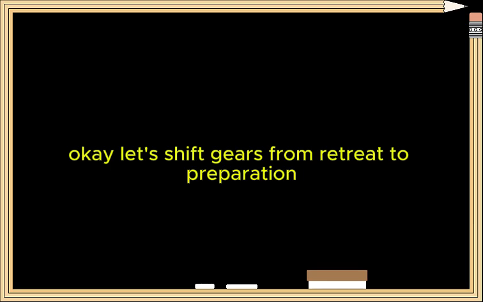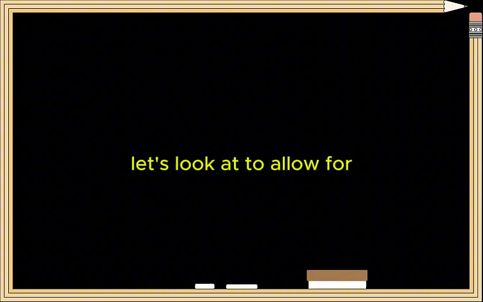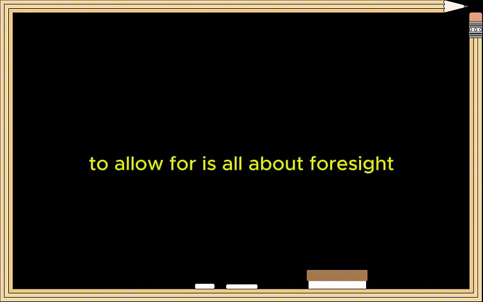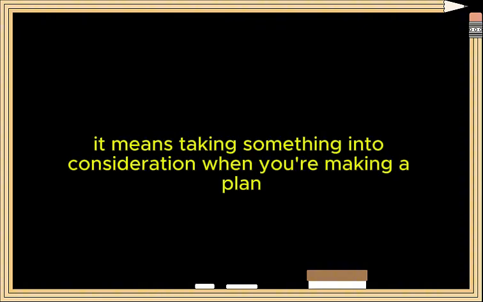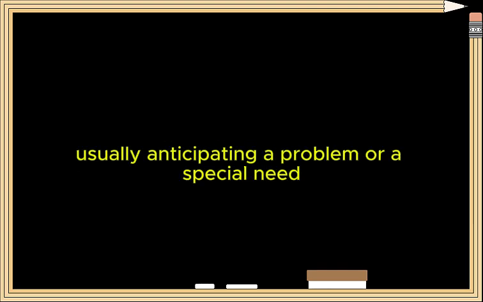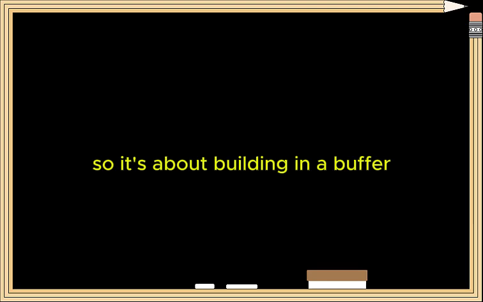Okay, let's shift gears from retreat to preparation. Let's look at to allow for. To allow for is all about foresight. It means taking something into consideration when you're making a plan, usually anticipating a problem or a special need. So it's about building in a buffer.